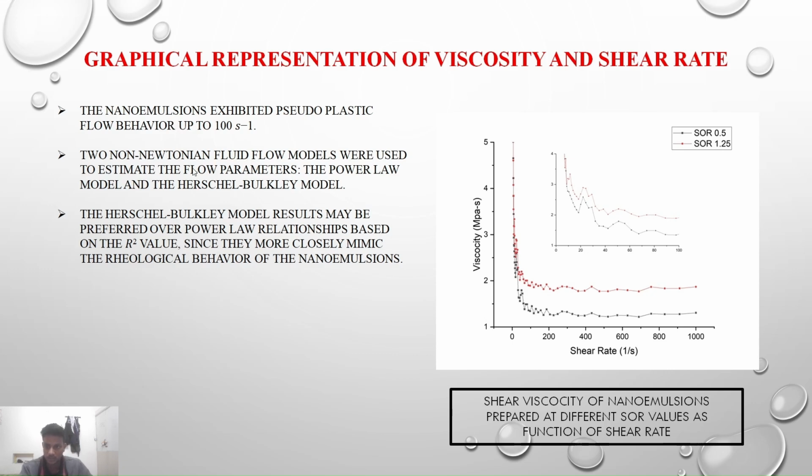So the non-Newtonian fluid flow models were used: the power law to estimate the parameters, and the Herschel-Bulkley model to fit the relationship between shear stress and shear rate. That I will show in the next slide. The Herschel-Bulkley model result may be preferred over the power law relationship because of the R square value. What is the R square value? R square is the coefficient of determination. The higher the R square, the more accurately the mathematical model fits the curve. That is why the Herschel-Bulkley model fits the data correctly.